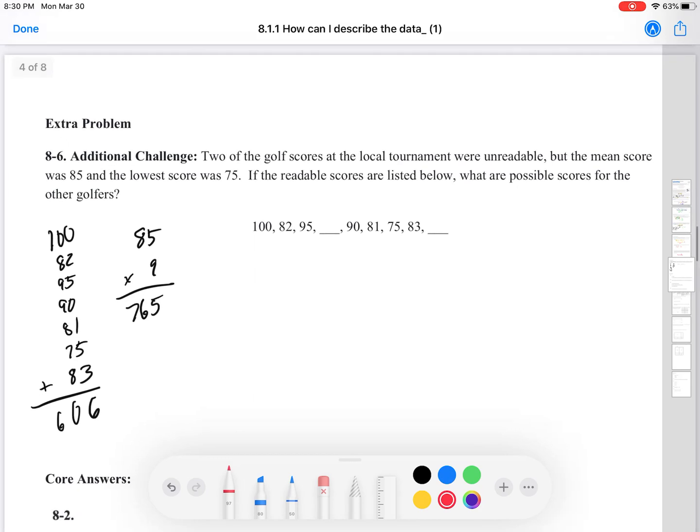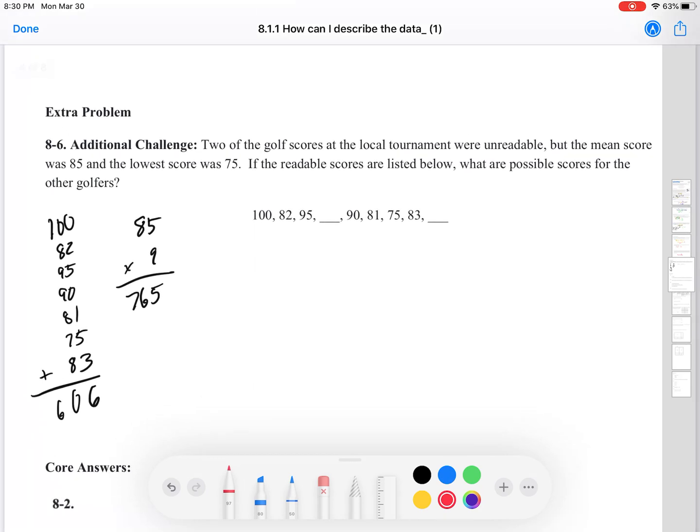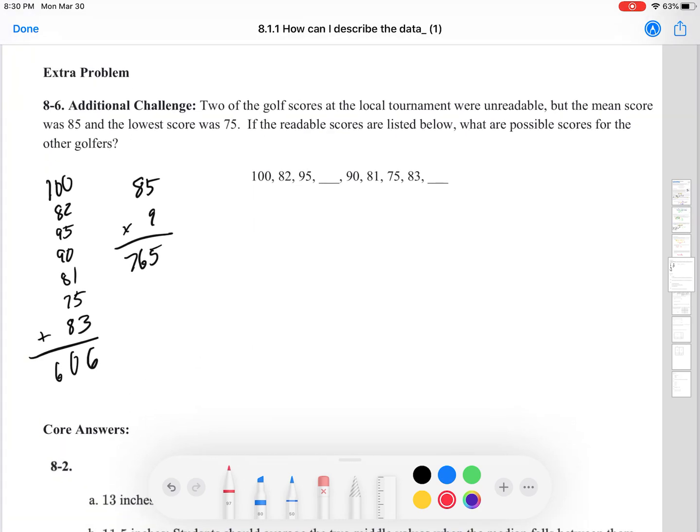All right, at this point you could stop. You don't have to do this extra problem, but I will show it. It's an additional challenge. 2 of the golf scores at the local tournament were unreadable, but the mean score was 85 and the lowest score was 75. If the readable scores are listed below, what are the possible scores for the other golfers? So there's all the scores. We have 9 total scores.